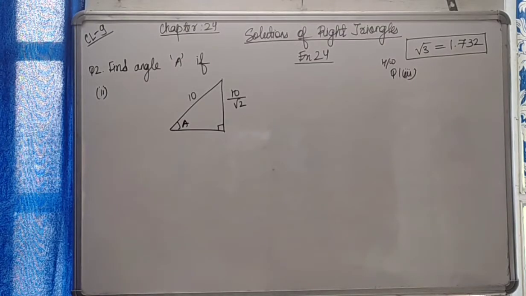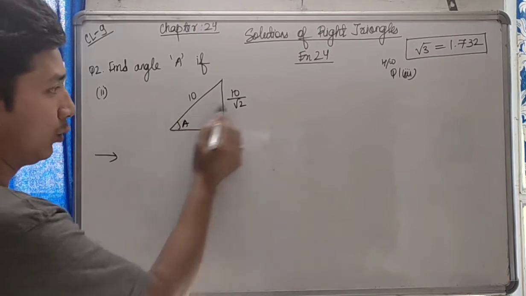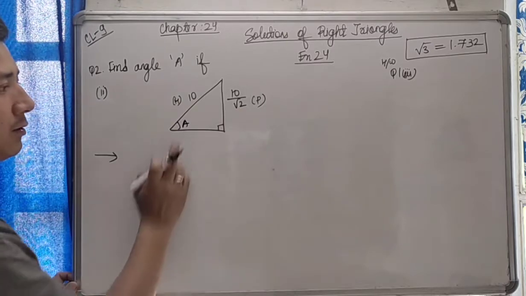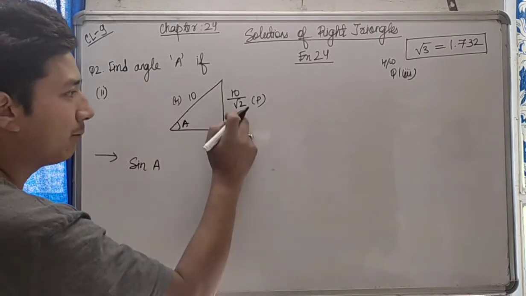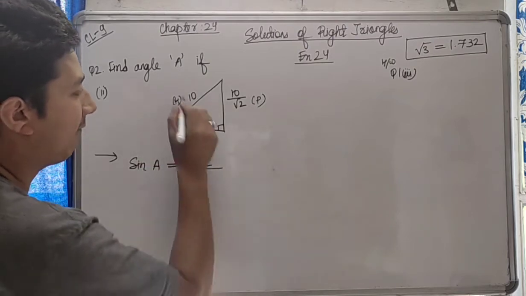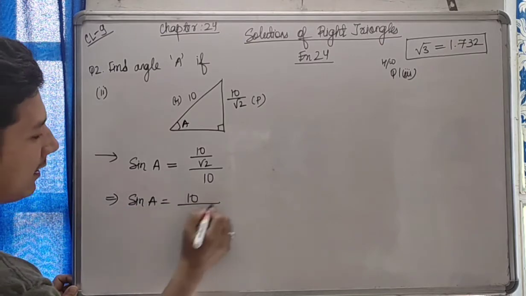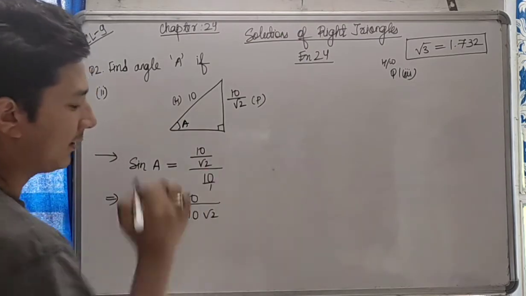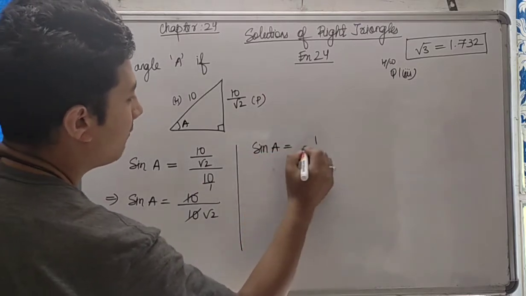All right, boys, let's proceed. This is question number 2, part 2. This is the figure given to us. We know the hypotenuse H, we know the perpendicular P. So can I use some people have? Obviously. So sine A, this side is my perpendicular. So some people means 10, divided by have, which means root 2 into 10. So therefore sine A is equal to 10 by 10 root 2, and 10 gets cancelled out. So therefore I am getting sine A equals 1 by root 2.